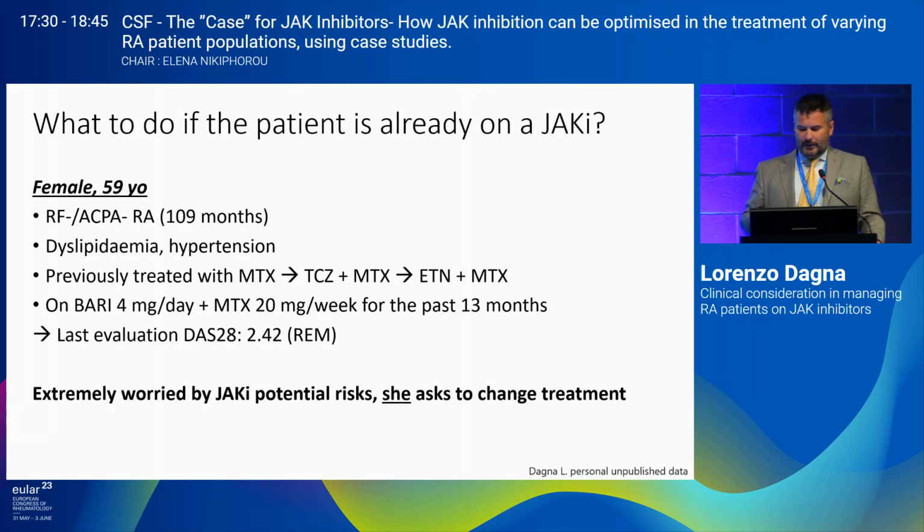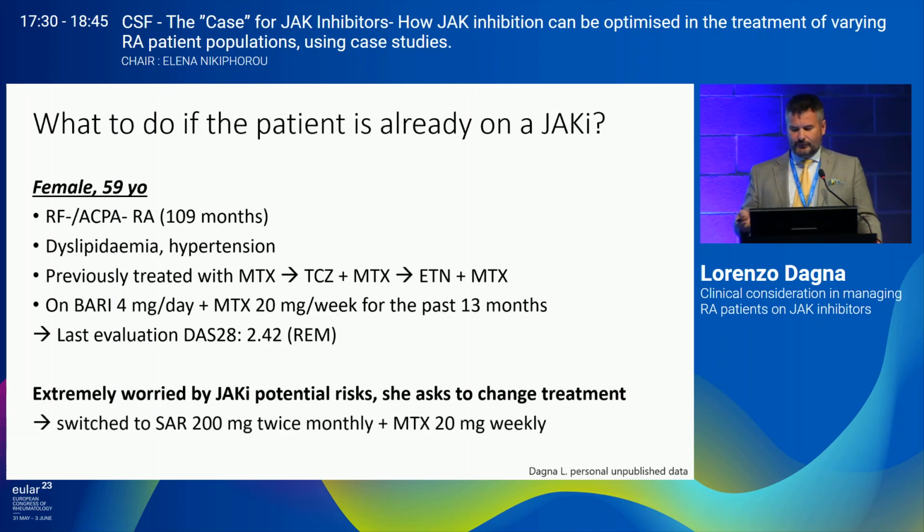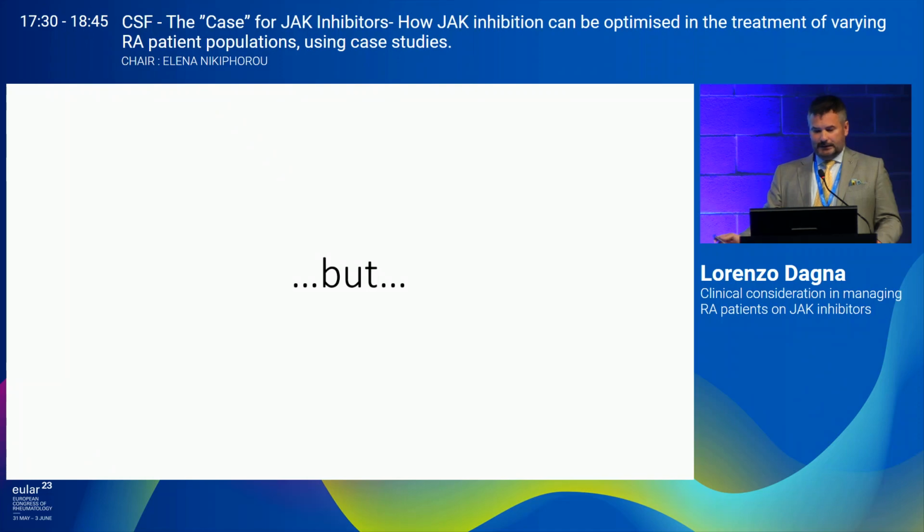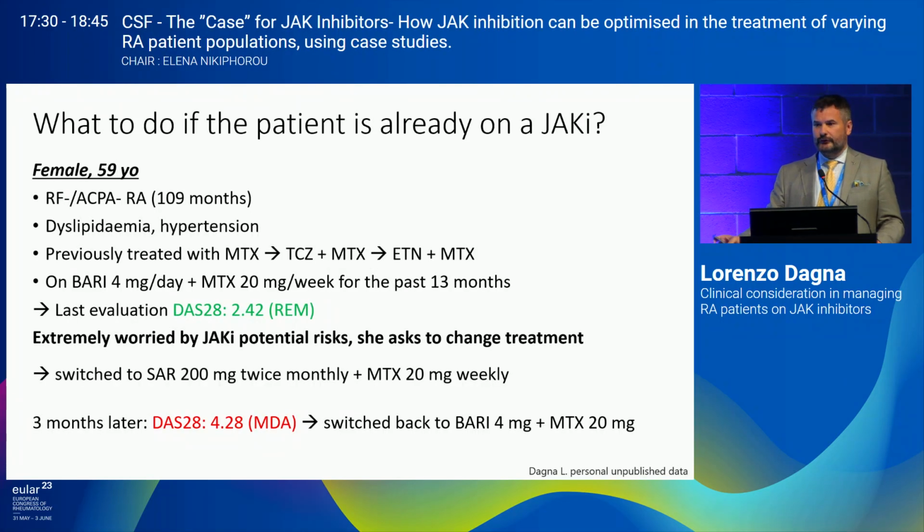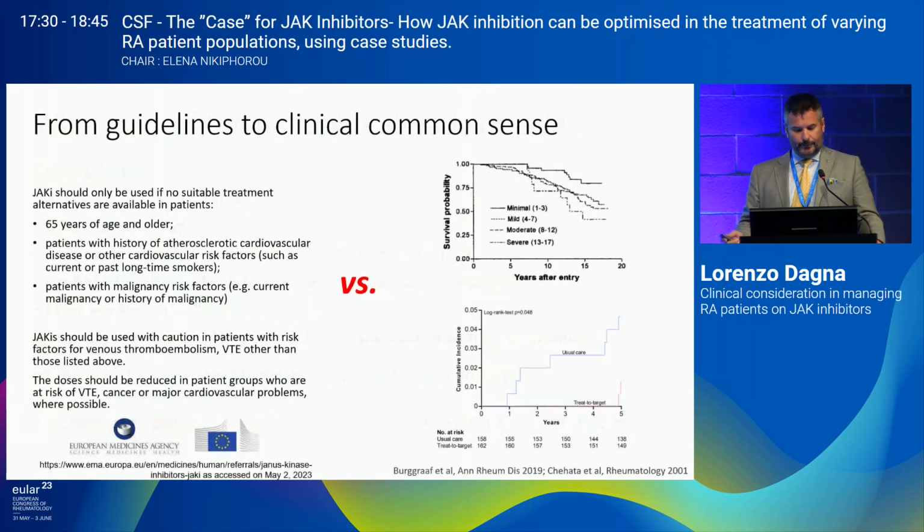And again, going back to our patient, she was extremely worried about JAK risk. She asked to change the treatment, and we agreed with her. Although the risk factors were mild, she was just mildly dyslipidemic and hypertensive, and she was switched then to sarilumab 200 mg plus methotrexate, but after 3 months, she was in moderate disease activity. So sarilumab wasn't effective to control the disease, and actually the patient came back saying, I want to go back to my previous drug. And she was switched back again to baricitinib 4 with good disease control.